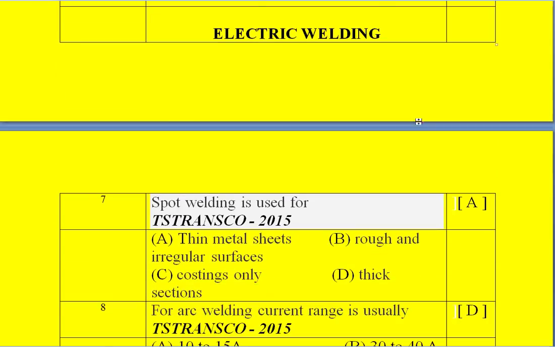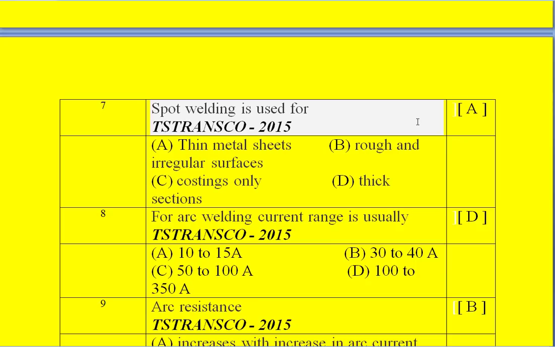Next, electric welding. Here spot welding is used for, this was given in 2015 TS Transco. A is thin metal sheets, B is rough and irregular surfaces, C is castings only, D is thick sections only. The right answer for spot welding is thin metal sheets. So A is the right answer.